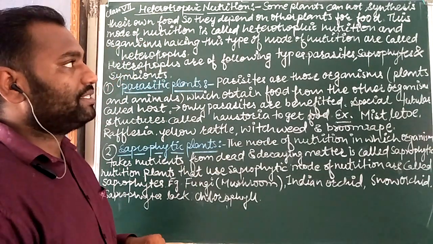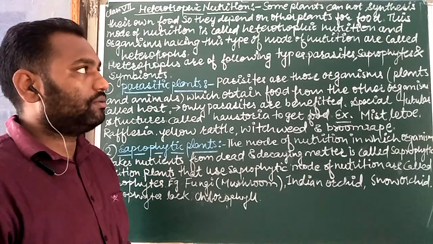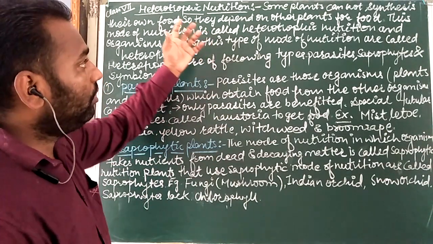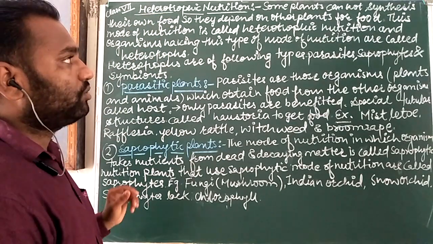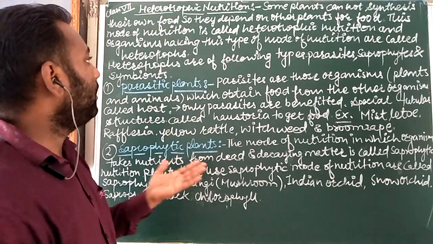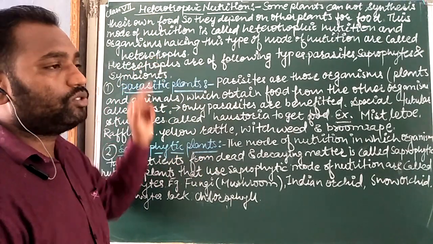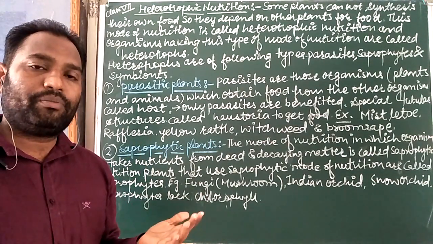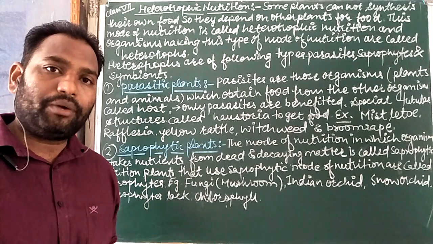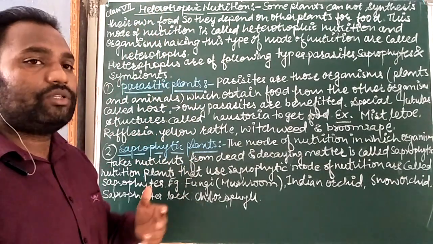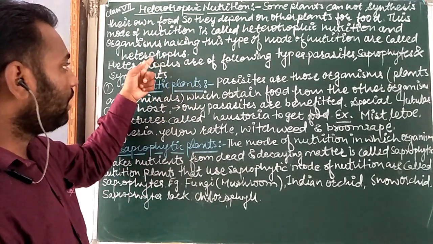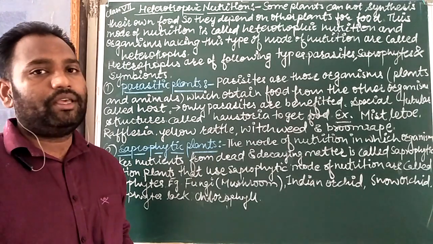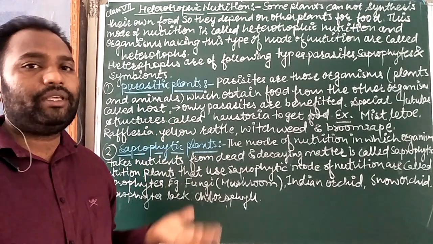Organisms that obey this condition, heterotrophic, are known as heterotrophs. You know that animals or plants having autotrophic nutrition are known as autotrophs. So those having heterotrophic nutrition are known as heterotrophs. Okay, understood? Heterotrophs may be plants or maybe animals.